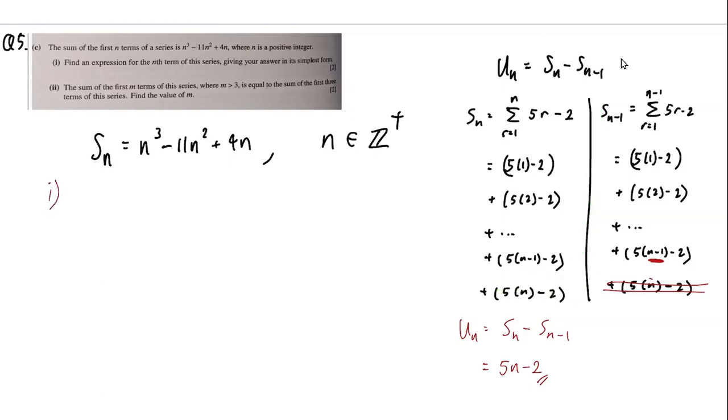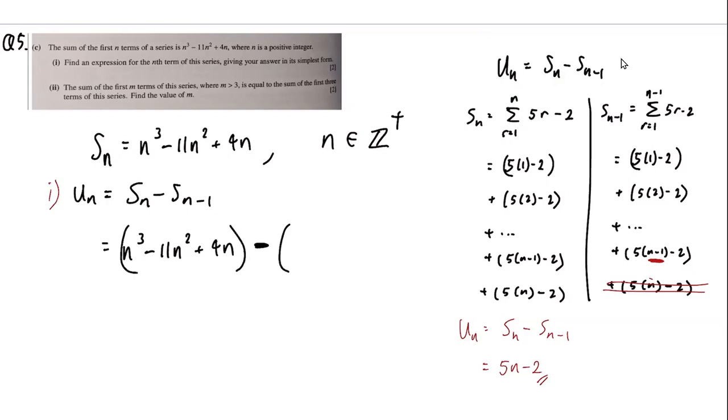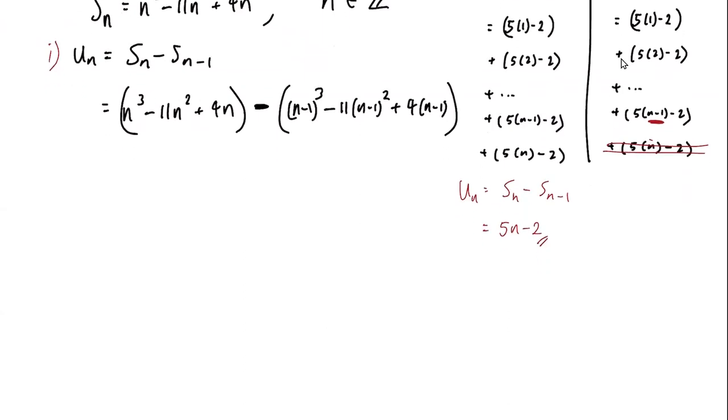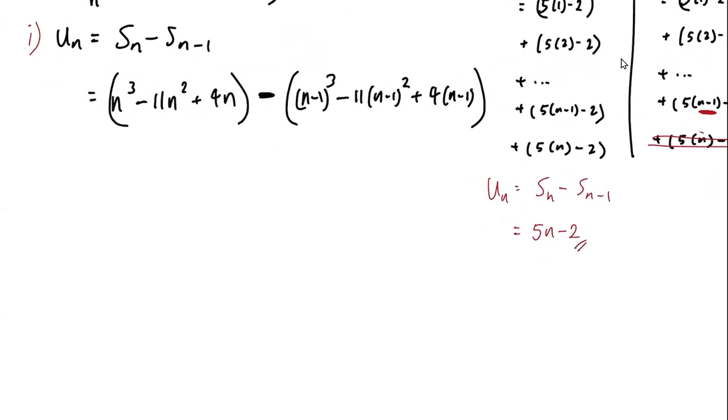Okay, so part 1, find an expression for the nth term of this series. In other words, find un. So in other words, you need to take Sn minus Sn minus 1. So how do you do that? Just copy and paste n cubed minus 11n squared plus 4n. That is your Sn. Then you subtract away the same thing, but this time everywhere you see an n, replace it with n minus 1. So it's (n minus 1) cubed minus 11 times (n minus 1) squared plus 4 times (n minus 1), like this. Then you just need to do a little bit of algebra to expand the answer. Here you might need a bit of binomial expansion if you forgot.